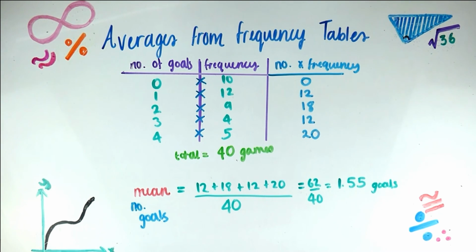And that's an example of how you do it. It's not too bad, it's a bit like normal averages. And then there's going to be a separate video for when you have grouped frequency tables, which have a slightly different way of working out the mean, which will be super useful to watch as well.